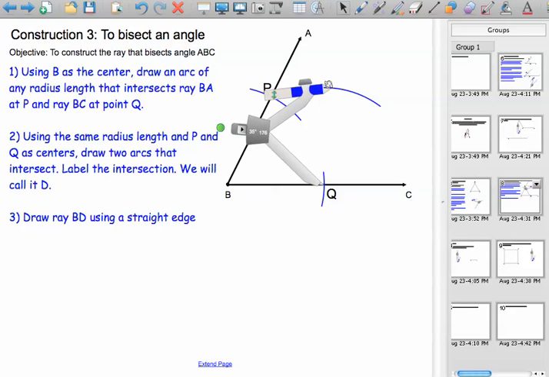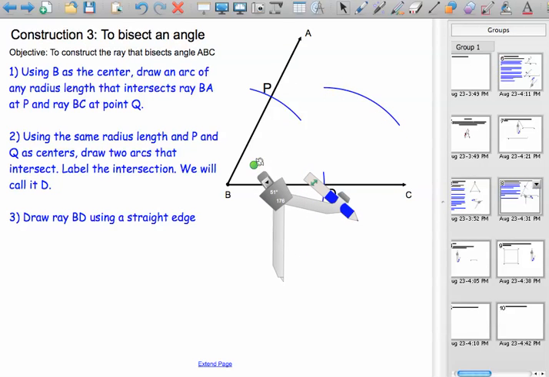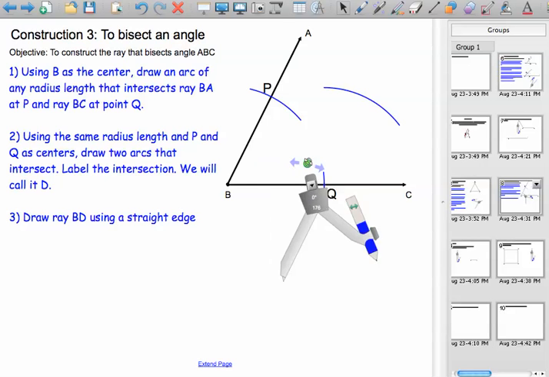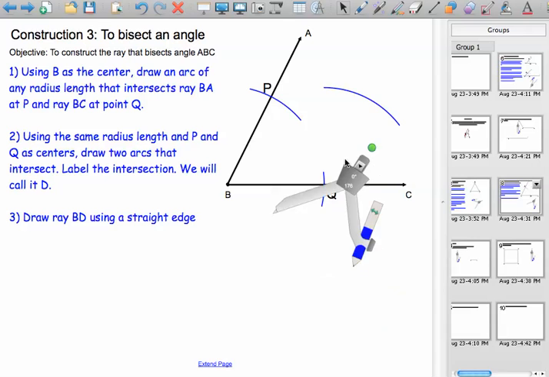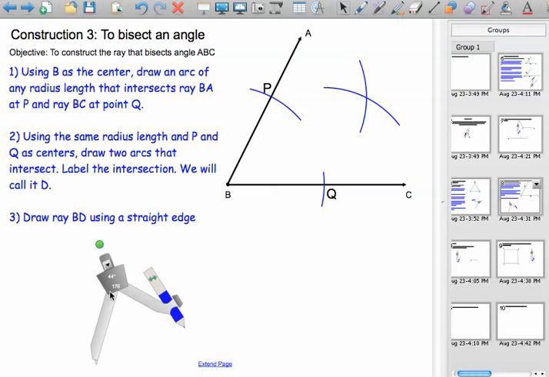So draw an arc from Q, a nice big one just so that you have it, and then spin. Well, I might actually have to flip my compass. So I'm going to go to P, and from P, I'm going to draw an arc that intersects the one I just drew. Okay, so that is a new intersection.